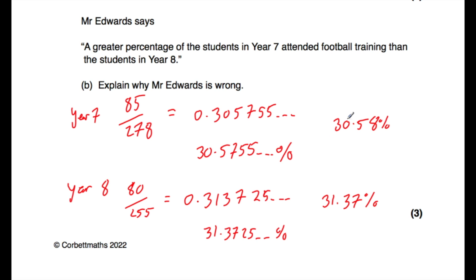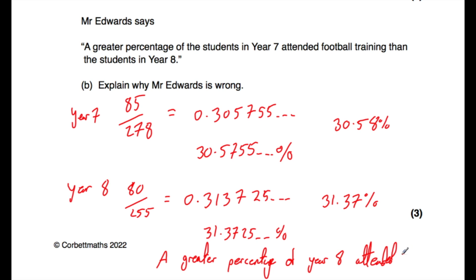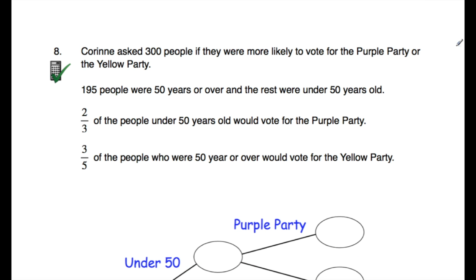As you can see, 30.58% of the year 7s attended, whereas 31.37% of the year 8s attended. So Mr. Edwards said a greater percentage of year 7 than year 8s attended. That's not true. Actually, a greater percentage of year 8s attended. So let's write that down. And that's it. So a greater percentage of year 8 students attended. Okay, let's have a look at our next question.